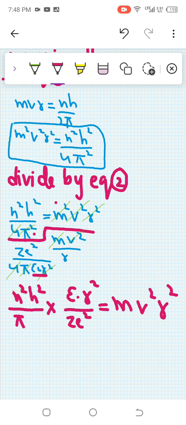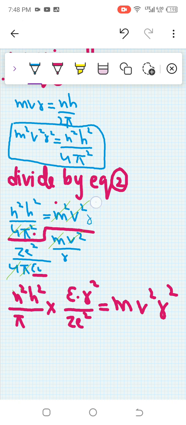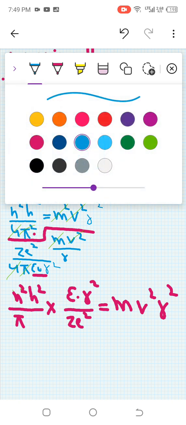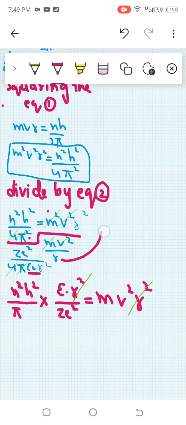They did not cancel the r square over here, so let me erase this because it is not cancelled. Here r square is remaining. Now we are going to cancel this r square with r square. The only thing remaining is r, and we have found r. Now we have to find the radius r.